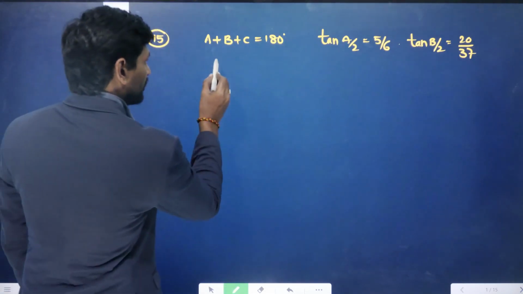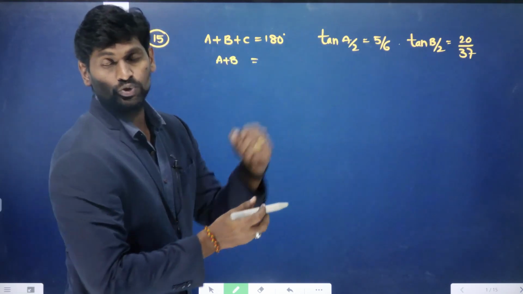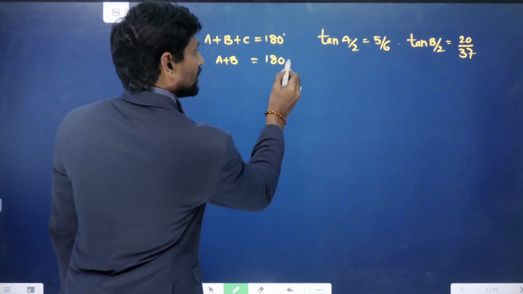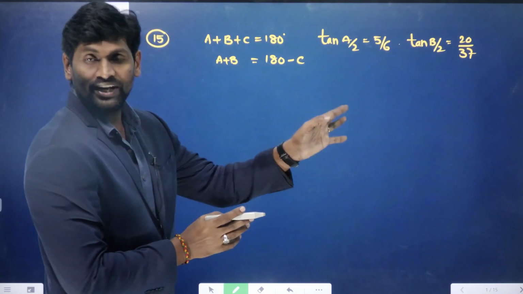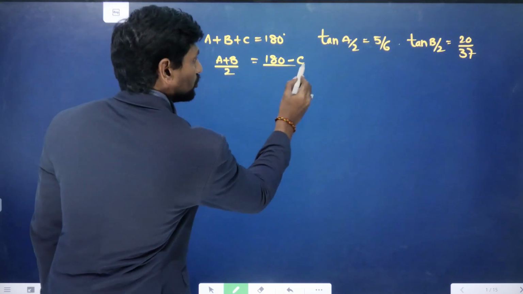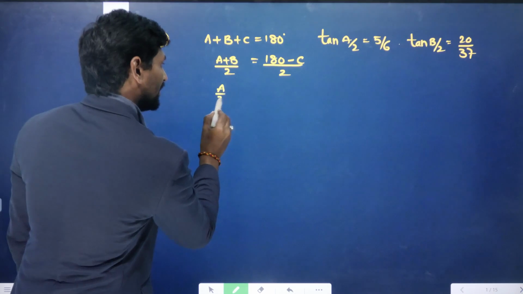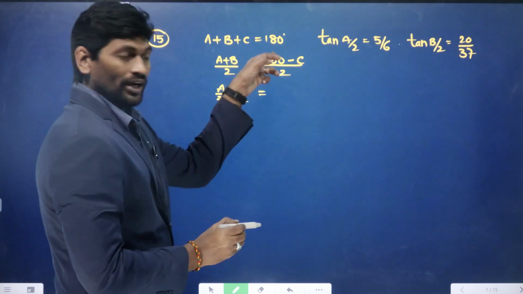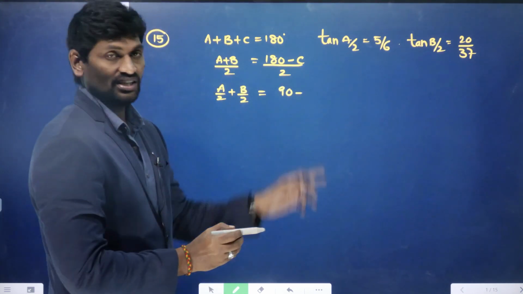So that's why I am doing this. A + B + C, I am going to transpose towards the right side, then it will be minus C. So I can write A + B = 180 − C. Now divide by 2 on both sides. So we can write A/2 + B/2 = 180/2, and 180/2 is 90 − C/2.